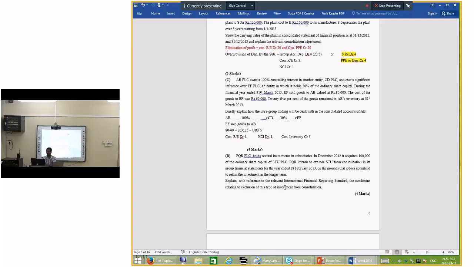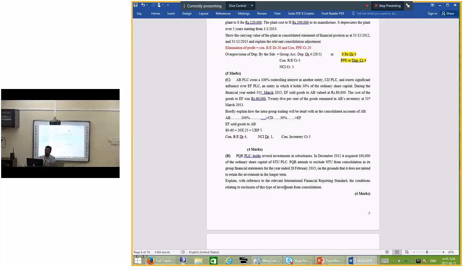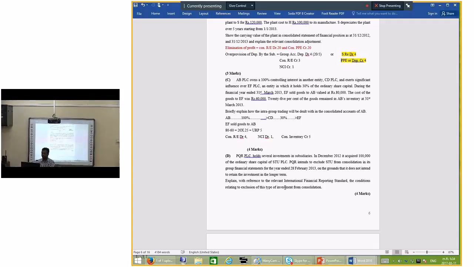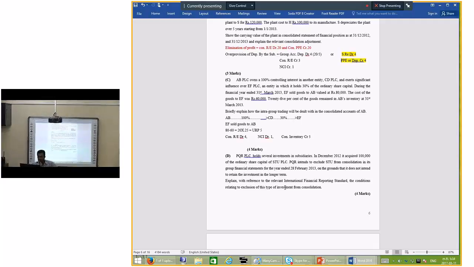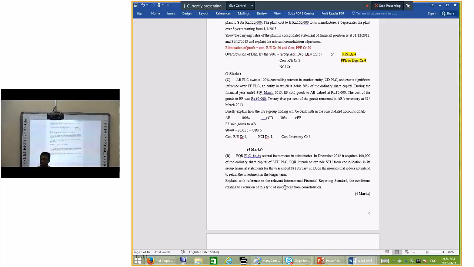Another 4 marks. AB PLC owns 100% controlling interest in CD PLC and exerts significant influence over EF PLC, an entity of which it holds 30% of the ordinary share capital. It means associate. Look, understand? 30% means associate.